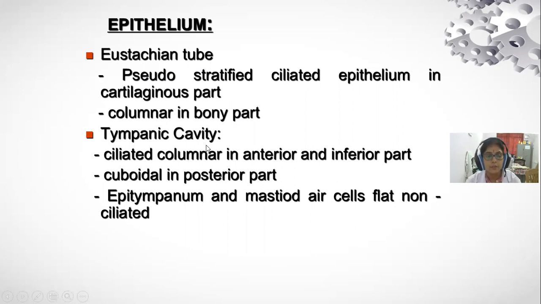So in your tympanic cavity proper, you have ciliated columnar epithelium in the anterior and inferior portion of the mesotympanum and the protympanum portion. That is, the protympanum is that portion of the middle ear wherein there is the opening of the eustachian tube. So you have cuboidal epithelium in the posterior part of the mesotympanum, and then in the epitympanum and the mastoid air cells, you have flat, non-ciliated or single pavement epithelium.